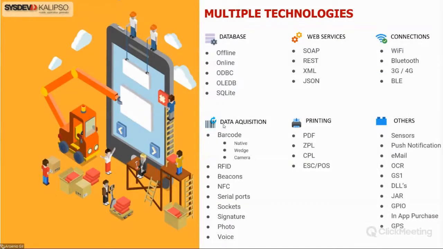And on top of that, you have a lot of other functionalities that you can use, really just drag it and use it. Like you can control sensors, use push notifications, OCR, parsing GSM barcodes. You can use GPS or GPIO when you need to control inputs, outputs in some kind of devices. Okay? But it's only some of the features you can find in Kalipso.